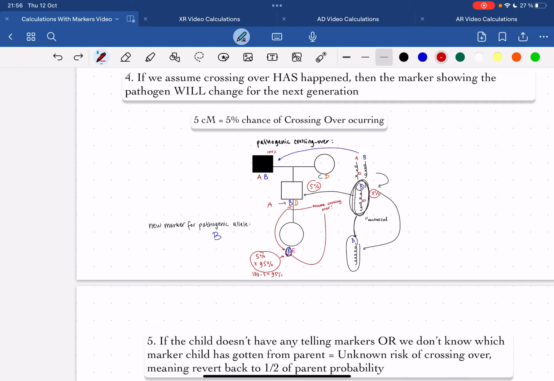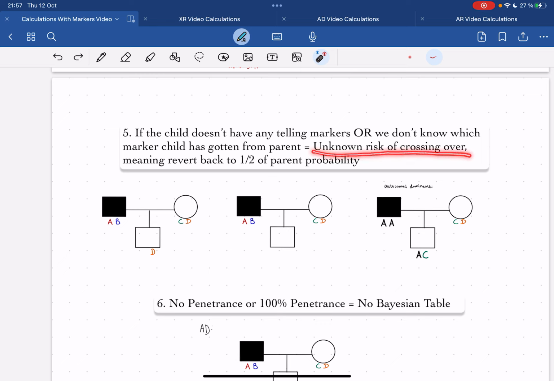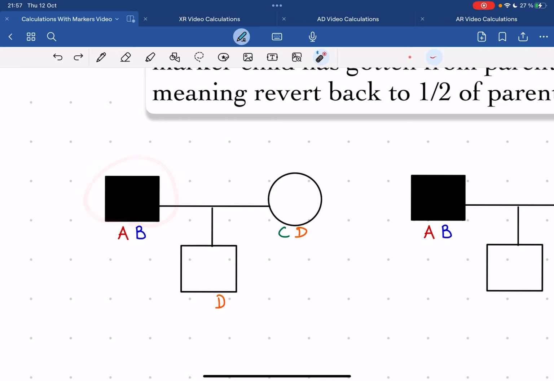Next rule, if the child doesn't have any telling markers, or we don't know which marker the child has gotten from a parent, there's an unknown risk of crossing over, meaning we revert back to the half of parent probability, like we did with all of the previous calculations for colloquium 1. Let's say we have this child right here, and we know that the parent has the marker that marks for pathogenic alleles, which is A, but the only thing we know from the kid is that he got the D from the mother. We don't know what he got from the father.